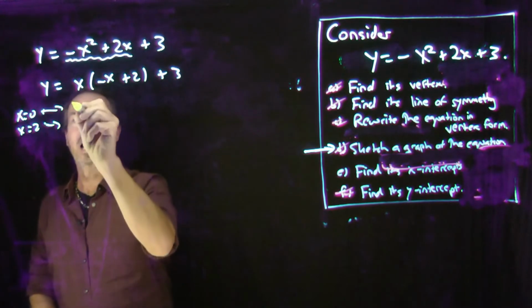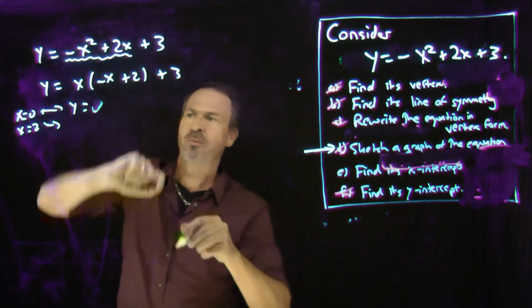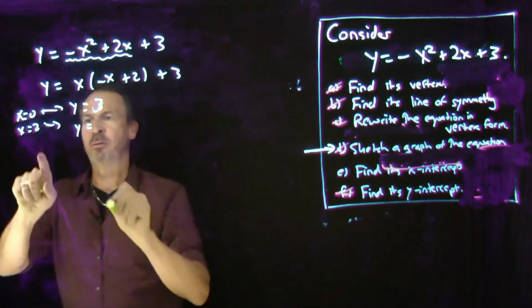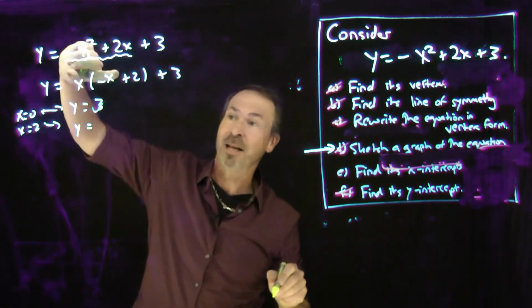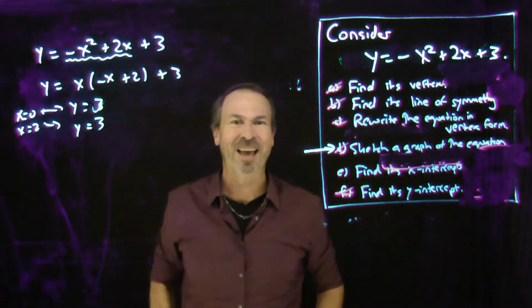At x equals 0, y would be 0 times stuff, 0 plus 3 is 3. At x equals 2, I get 2 times 0, that's 0 plus 3, y is 3. There we go, 2 symmetrical points right there, found them.